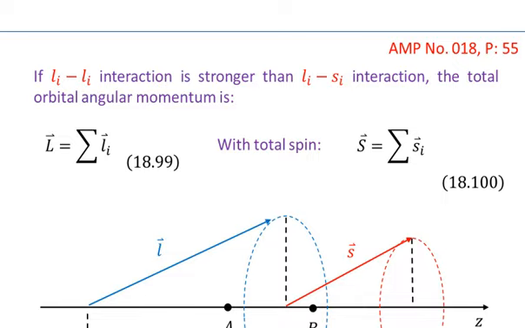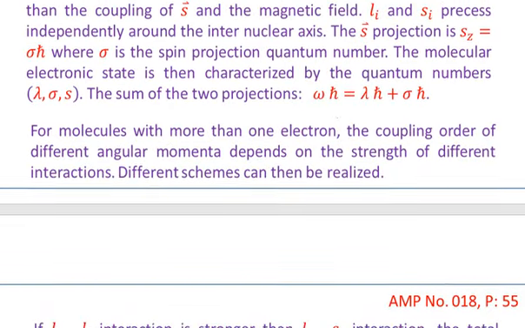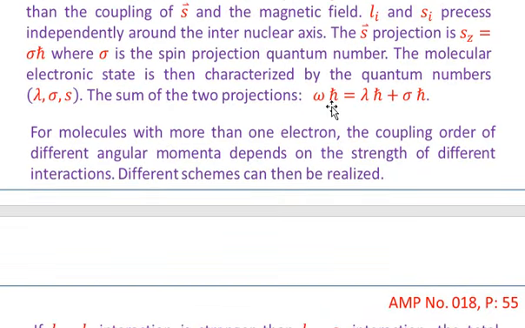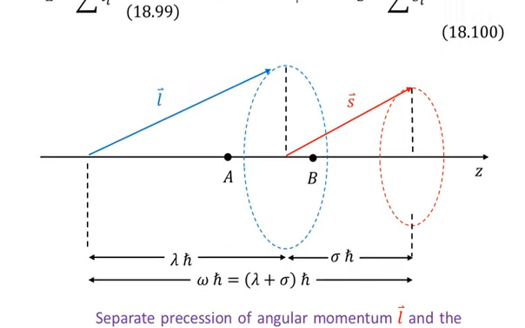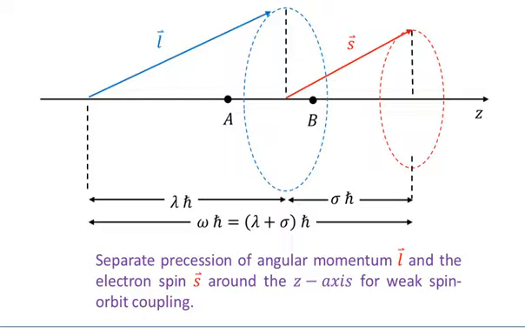Now I am going to explain this equation. Although this is very simple, that is the omega h bar, we are writing it as a sum of two quantities, lambda h bar and sigma h bar. But it also has physical intuition, because the angular momentum of the electrons is carrying out a precessional motion, not necessarily about the z-axis, but around a line which is parallel to the z-axis. This is a more accurate statement.